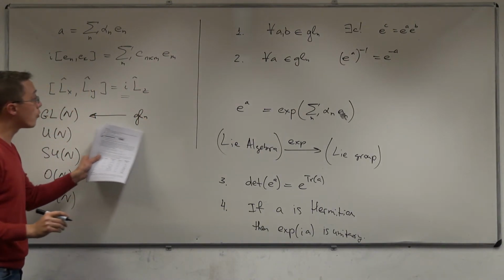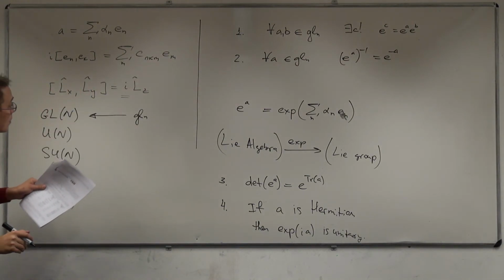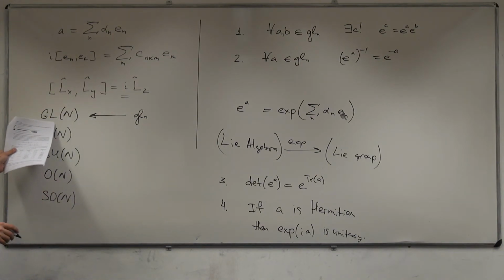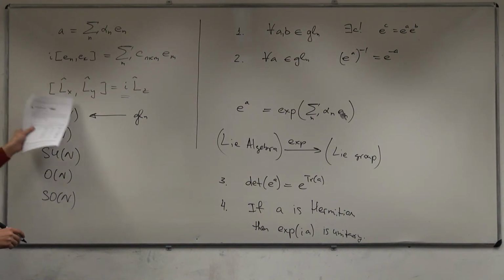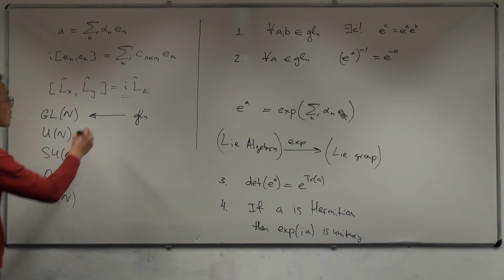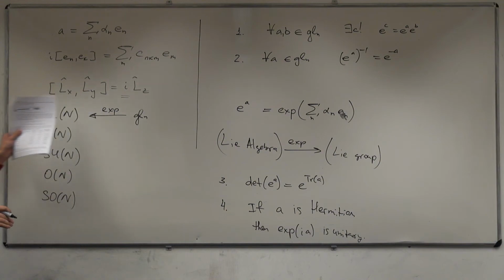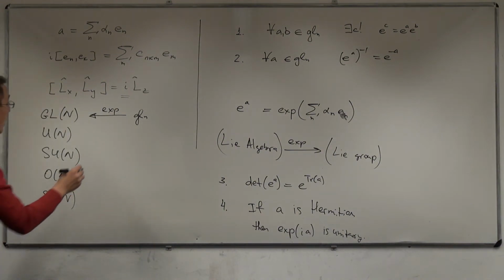The algebra of all n by n matrices, because no matter which matrix we put into here, its exponential is going to be invertible and therefore belong to GLN. And so the exponential map takes the algebra GLN into the corresponding group.